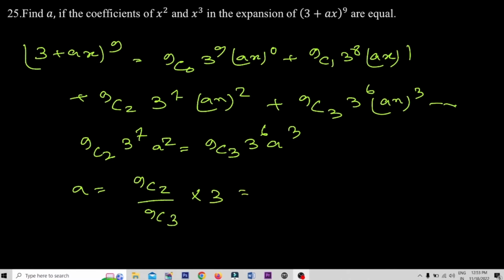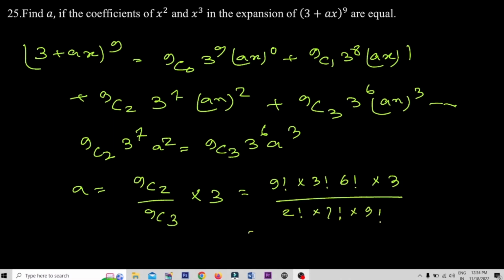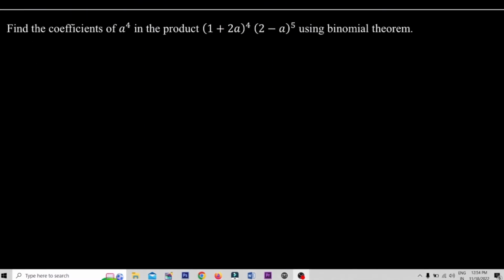According to the question, we are getting 9 factorial into 3 factorial into 6 factorial into 3, divided by 2 factorial into 7 factorial into 9 factorial. According to the calculation, we are getting 9 by 7. Sum is over. Next question.